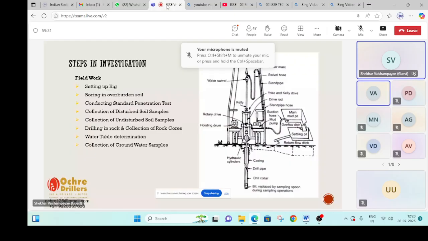Mr. Abhijit Gawai is asking, how early should geotechnical investigation begin in the project life cycle to avoid delay in design?